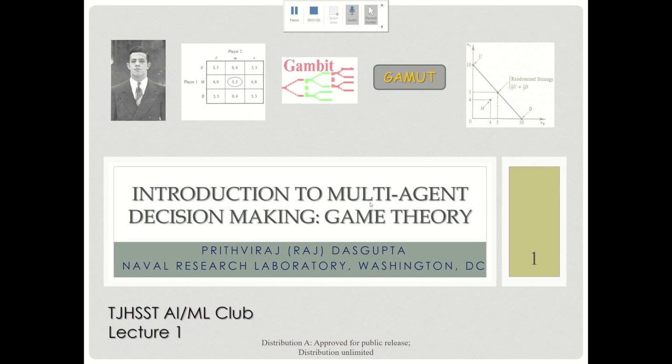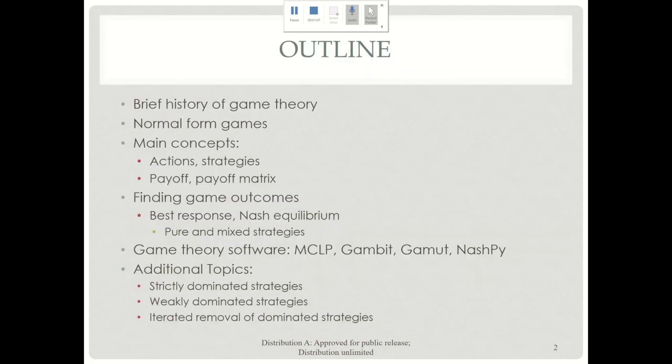Our first lecture is on the topic of game theory. This is the outline of the lecture that we will have. I have divided the lecture into 4 different parts. Each is about 8 to 10 minutes long. I start off with a brief history of game theory, and then I get into the details of games, like the main concepts, action strategies, how to solve games using Nash equilibrium, and then we will wrap up with a review of game theoretic software.